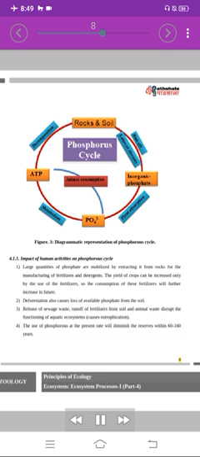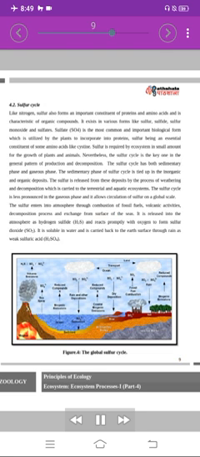4.2. Sulfur cycle. Like nitrogen, sulfur also forms an important constituent of proteins and amino acids and is characteristic of organic compounds. It exists in various forms like sulfur, sulfide, sulfur monoxide and sulfates. Sulfate, SO4, is the most common and important biological form, which is utilized by the plants to incorporate into proteins, sulfur being an essential constituent of some amino acids like cysteine. Sulfur is required by the ecosystem in small amounts for the growth of plants and animals. Nevertheless, the sulfur cycle is the key one in the general pattern of production and decomposition.